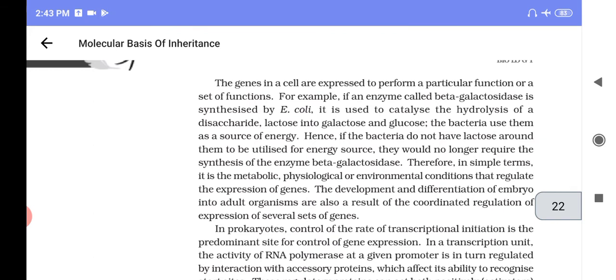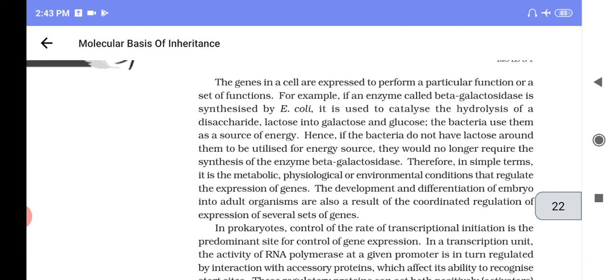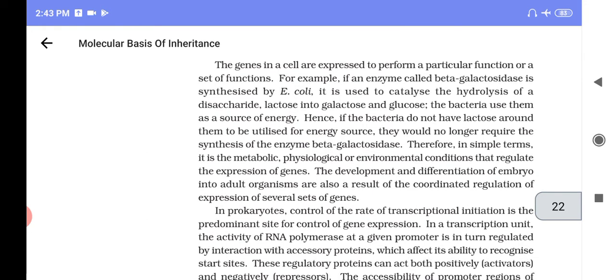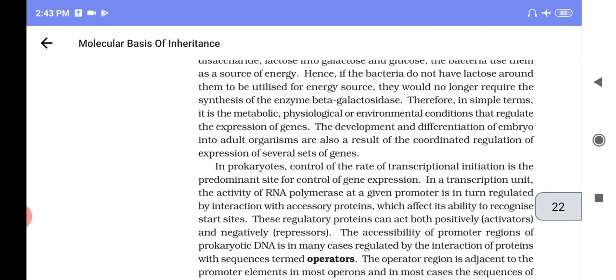Therefore, in simple terms, it is the metabolic, physiological, or environmental conditions that regulate the expression of genes. The development and differentiation of an embryo into an adult organism are also a result of the coordinated regulation of the expression of several sets of genes.